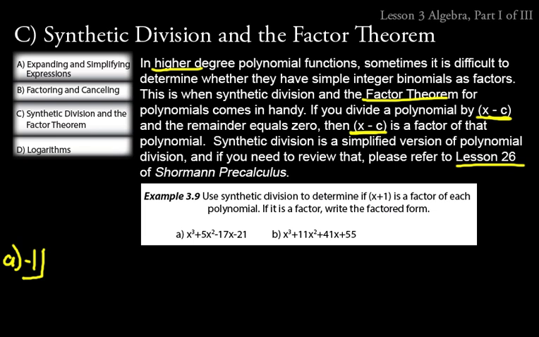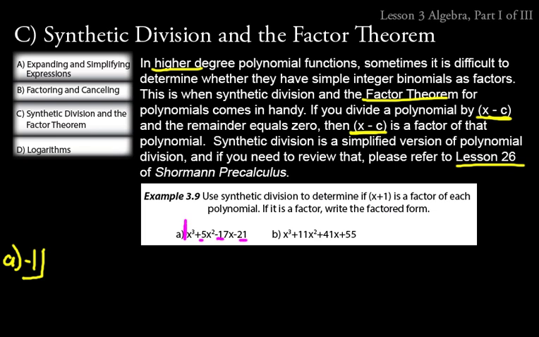So we put a minus 1. If x plus 1 is our factor we're trying to study, we put a minus 1 on the outside. If x plus 2 was the factor, we'd put a minus 2. If x minus 3 was the factor, we'd put a plus 3 right there. So now the next thing we do is we write down the coefficients of that polynomial. And so we have, it's understood there's a 1 there, and then a 5, and then a minus 17 and a minus 21.